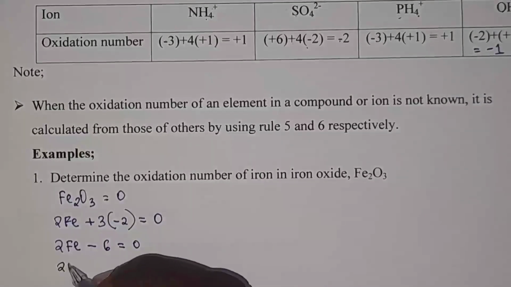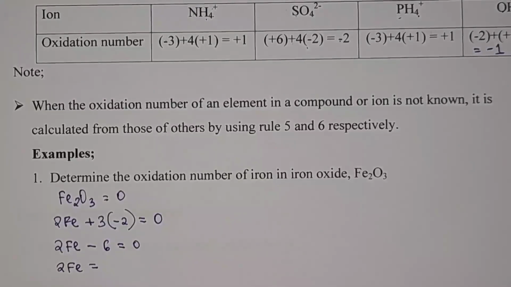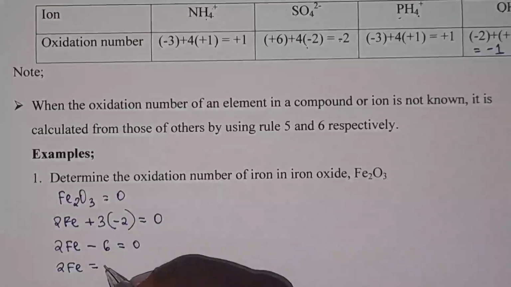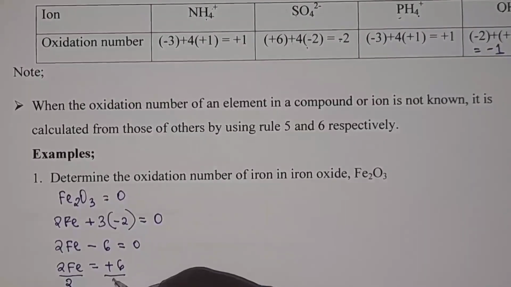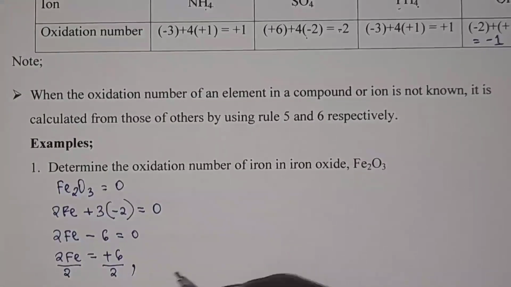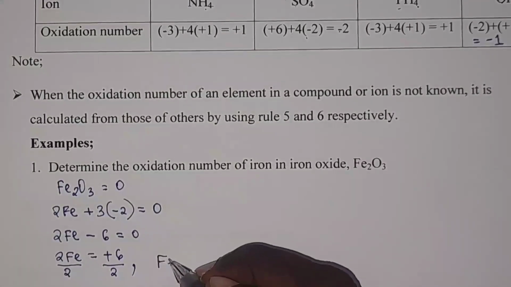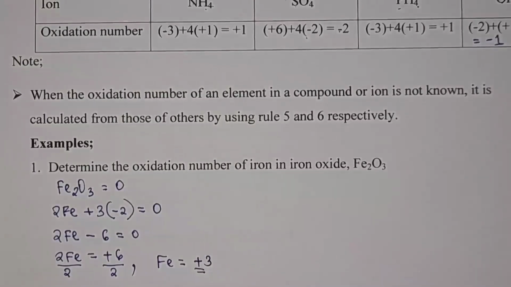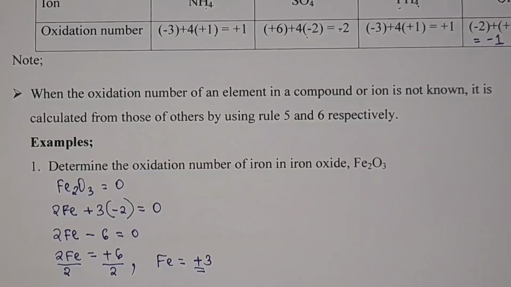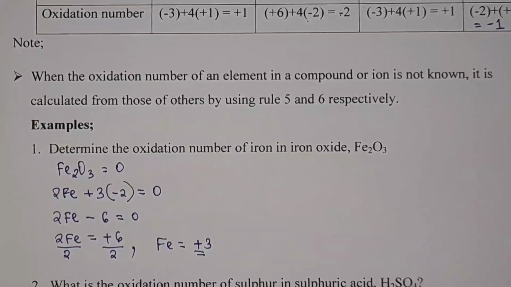So next we are going to have 2 Fe will be equal to, then we take that 6 to the other side, it becomes +6. So if we want to get Fe, that's iron, we divide here by 2, then we divide here by 2. So what will be the oxidation number of iron now? So that means Fe will be equal to +3. So the name of this compound was iron 3 oxide, because the oxidation number of iron in that compound was +3.